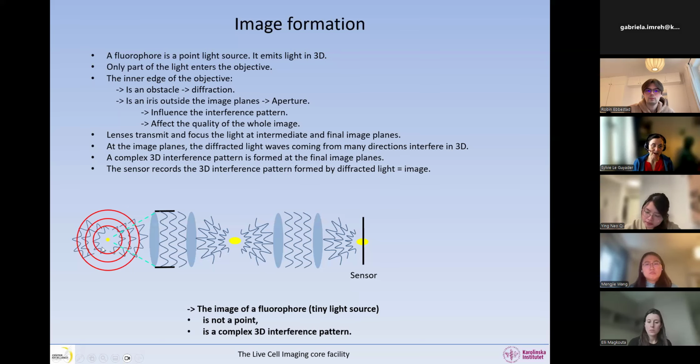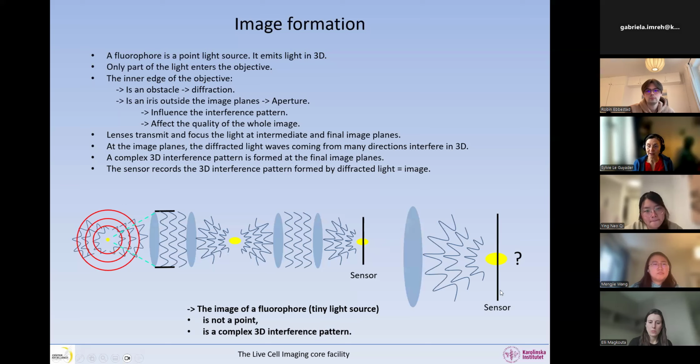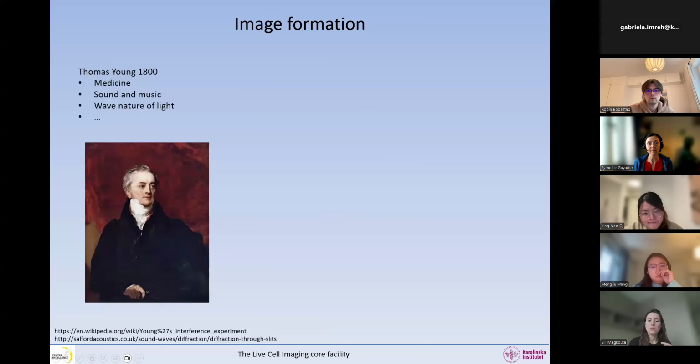So here we have a very tiny fluorophore, a tiny point source, but the image that we are recording is not a point. It is a complex 3D interference pattern that doesn't have the same shape at all as our little fluorophore. So what does it actually look like, this image? What does it look like if it's not the same?